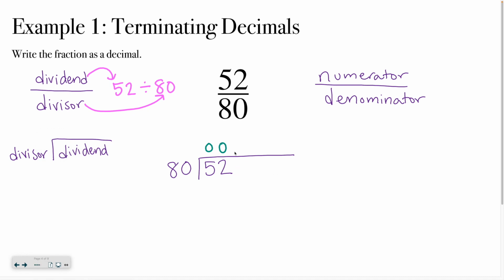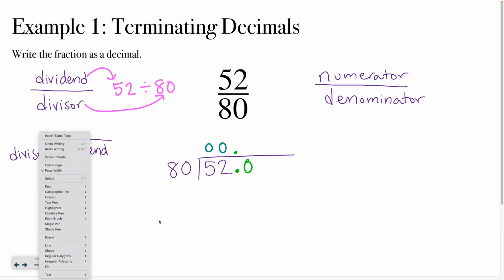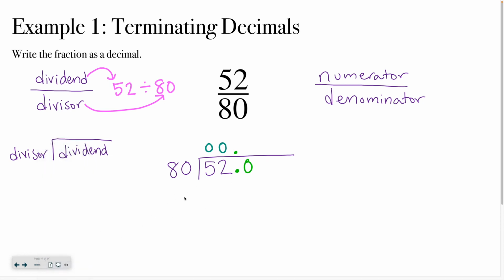So what I do is I add a decimal place to the top of the house and inside, I add a 0. Okay, so now I want to figure out how many times can the number 80 go into 520. Some of you might be thinking, how am I supposed to know that? A hint I would give you is, since both numbers end in a 0, just ignore the 0 for a moment and think, how many times can 8 go into 52? 8 can go into 52 6 times.